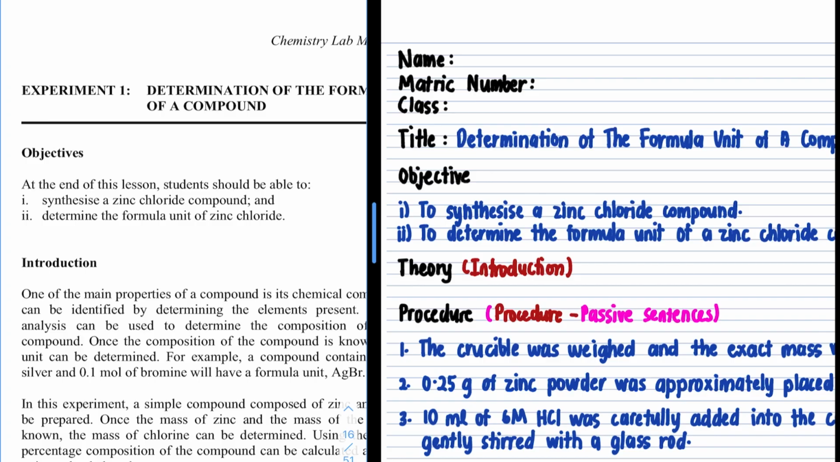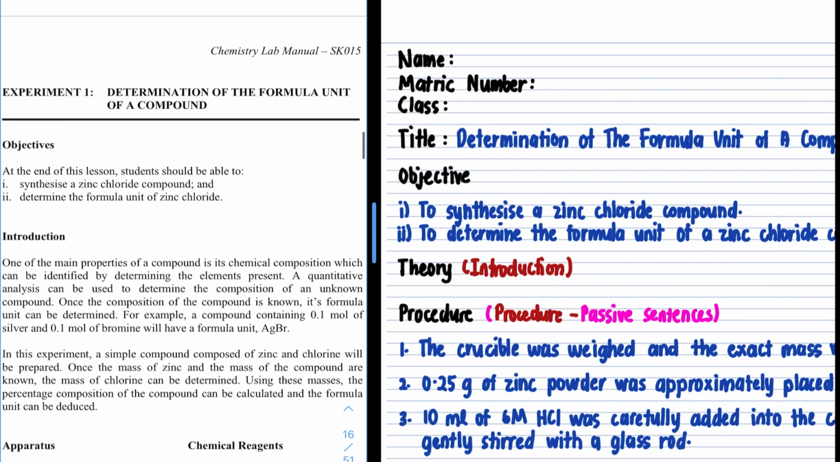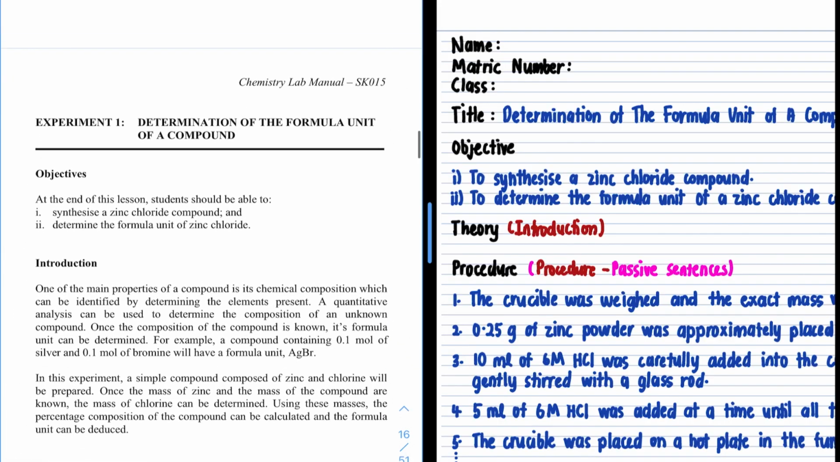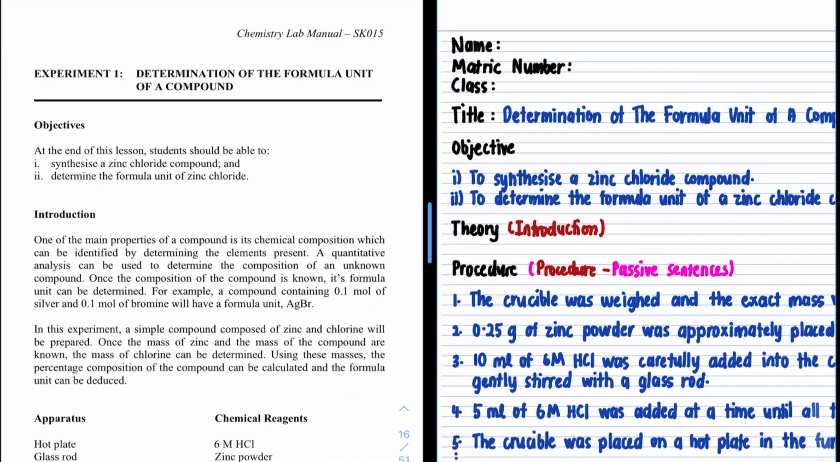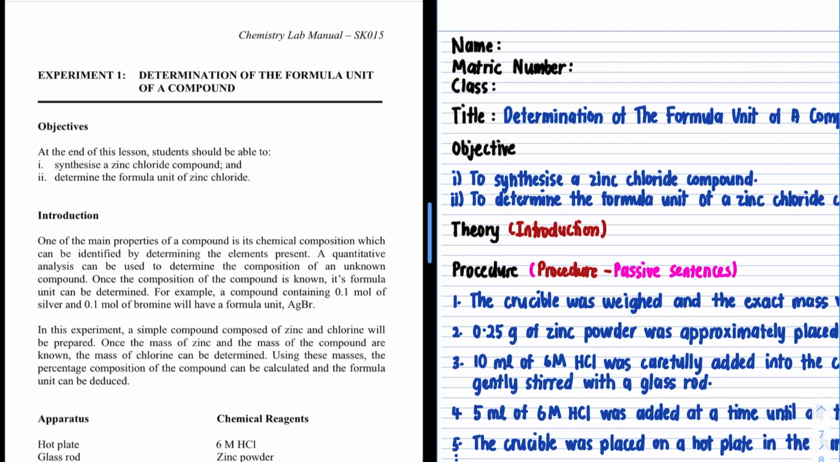Once you have written down the objective, next you have to do the theory. Where do you get the theory? The theory is from the introduction part of your lab manual. Based on the lab manual itself, we have here two paragraphs of introduction. From this, you just need to write down all of it into your theory. You don't have to change anything.